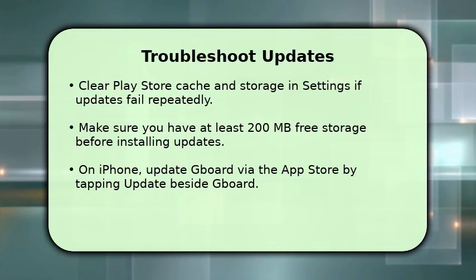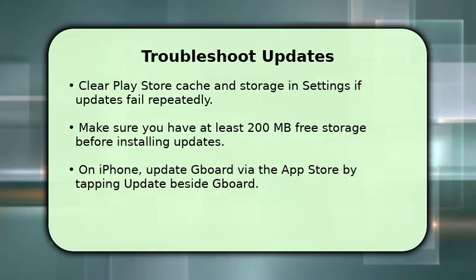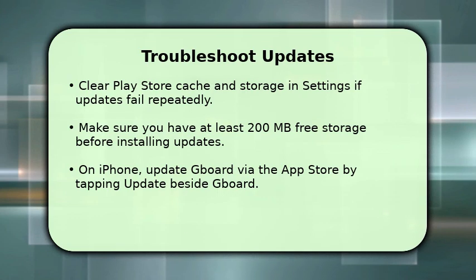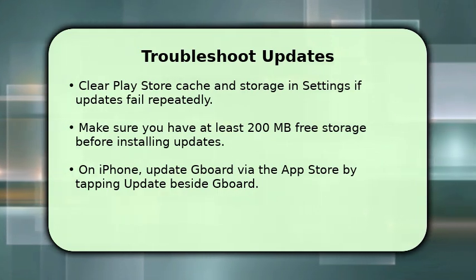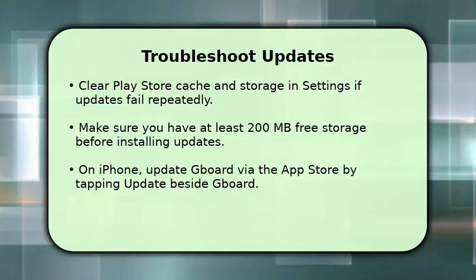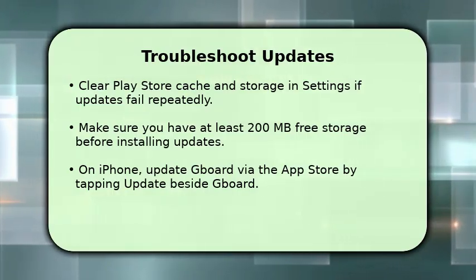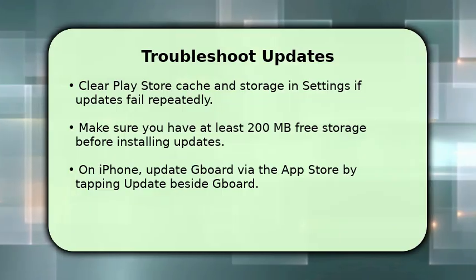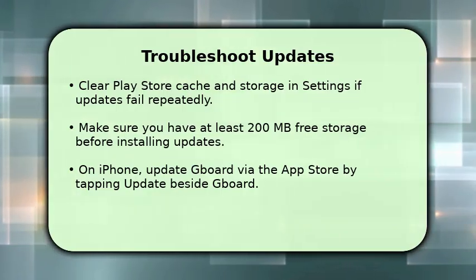If an update fails, start by clearing the Google Play Store cache and storage. Open Settings, Apps, Google Play Store, then Storage, and tap Clear Cache and Clear Storage. Check device free space and free at least 200 MB before retrying the update. Restart your phone after clearing storage and attempt the update again.